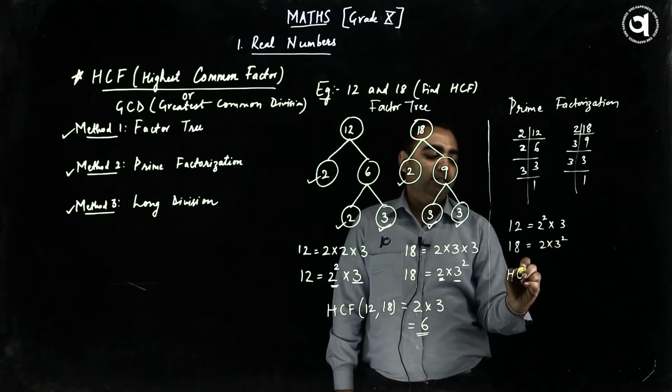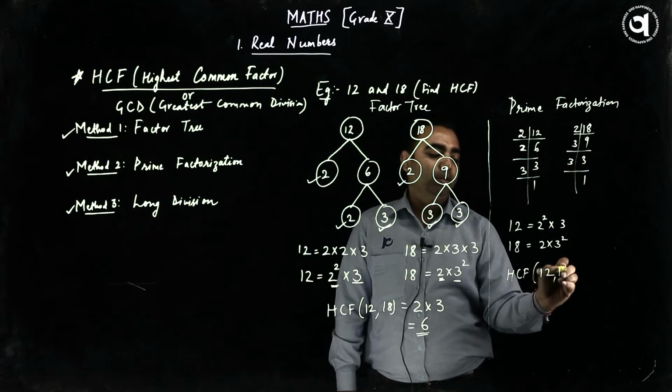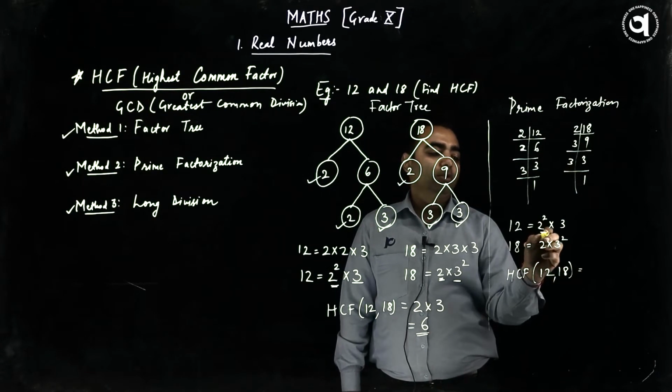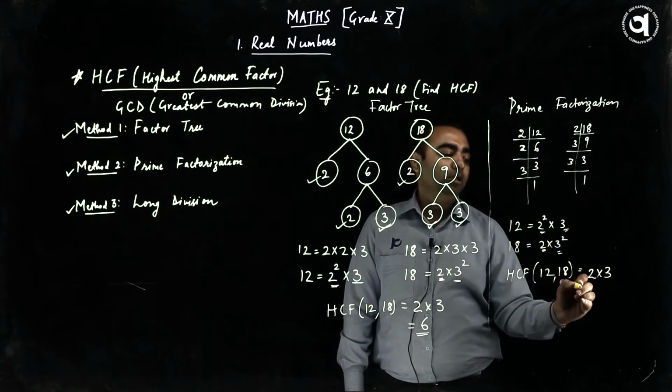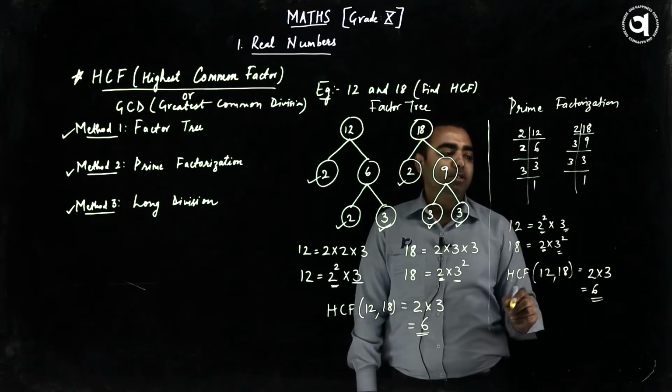So if we write HCF of these two, HCF of 12 comma 18 is equal to the common numbers from both of these, the multiplication of them, so this will be 6.